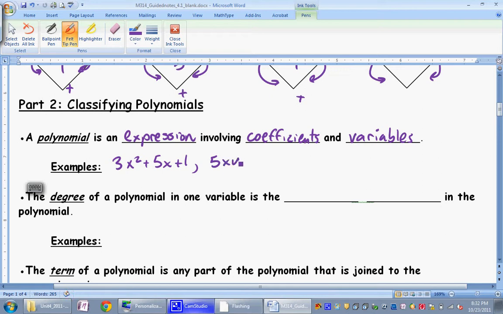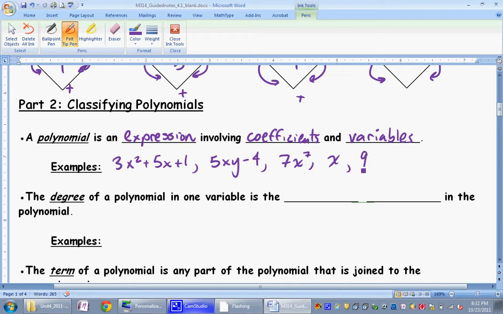5xy minus 4. That's also a polynomial. It has two variables. It has x and y. We could have 7x to the 7th. That's a polynomial, even though it only has one term. X is a polynomial. Even just the number 9 is a polynomial. It doesn't have to have variables. So it could just have variables. It could just have coefficients. It could have a combination of both. It could have more than one different kind of variable. It's a pretty general term.